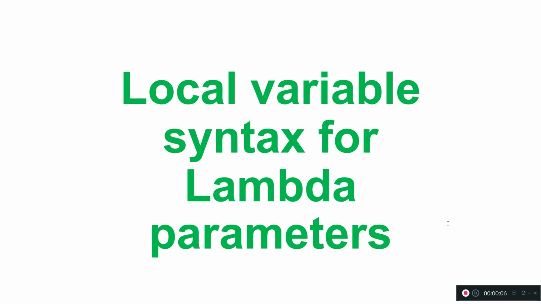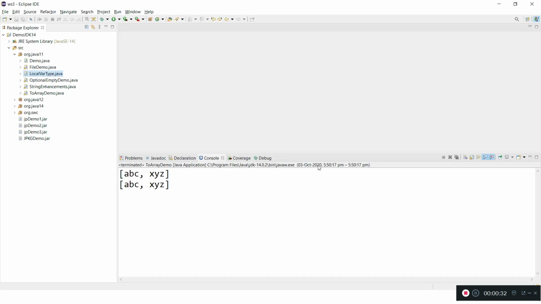In this video I am going to explain local variable syntax for lambda parameters. If you are already aware of local variable syntax, then it is straightforward. If you are not aware of it, then I will give you some background while showing the code example in Eclipse. This is part of the Java JDK 11 new features. Let me go to the code part.